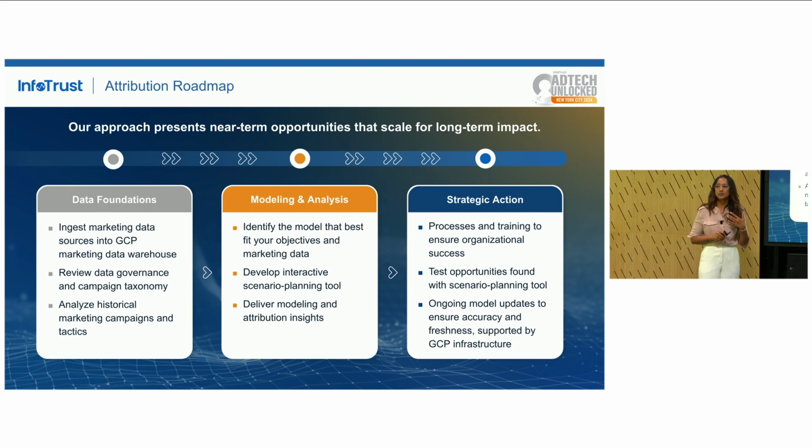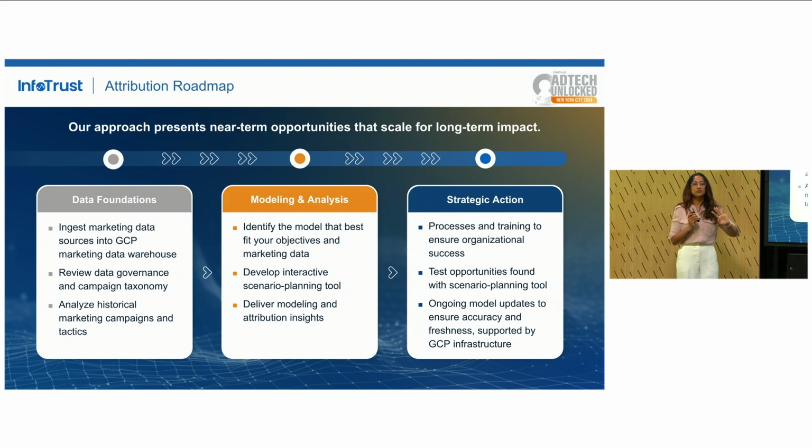And that's where we really spend a lot of time, because that piece is important as we move to the modeling piece, where we identify a model, which means that we'll build a number of models to make sure that we are choosing the best one based on your business objectives. And then utilize that to develop the scenario planning tool so you can start figuring out where you need to optimize your budget depending on what's being shared, and then deliver the modeling and attribution insights.